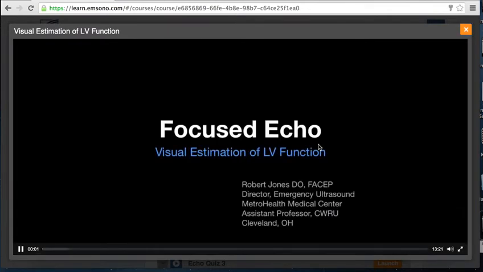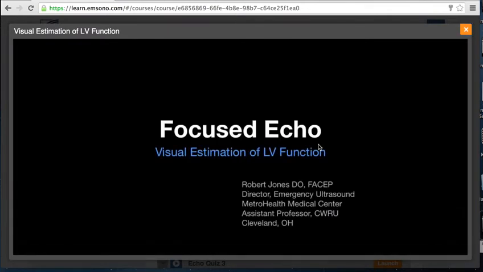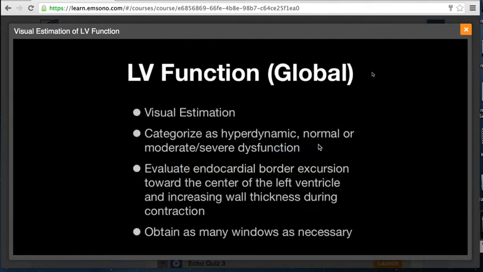I'm Dr. Robert Jones, and in this lecture we're going to go over how to visually estimate global LV function. Global LV function can be determined by visual estimation, and for the sake of what we're doing, I would recommend categorizing it as either hyperdynamic, normal, or moderate to severe dysfunction.